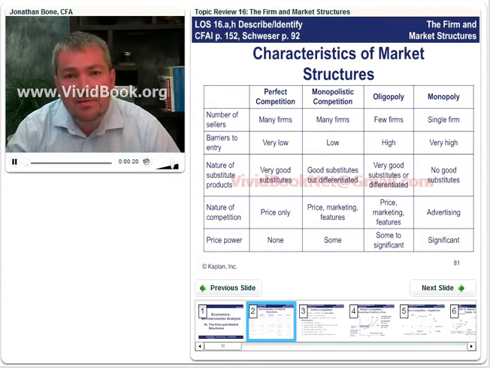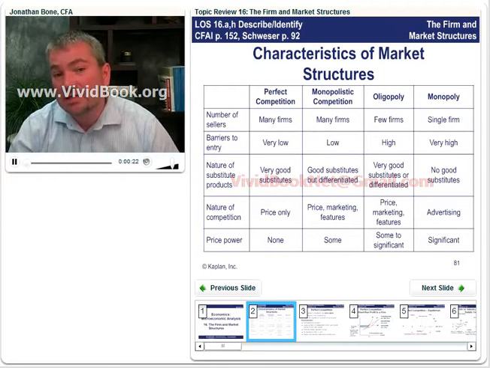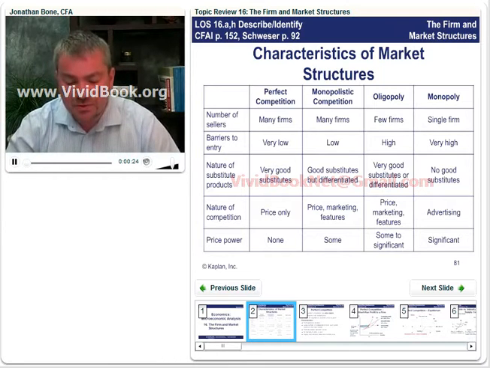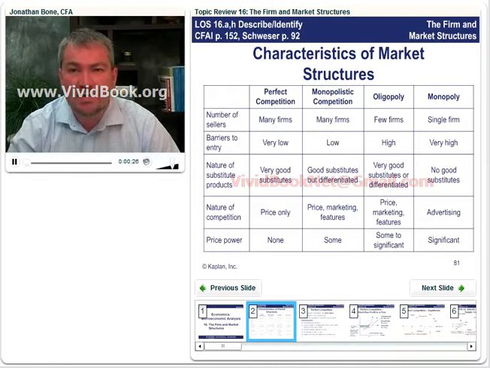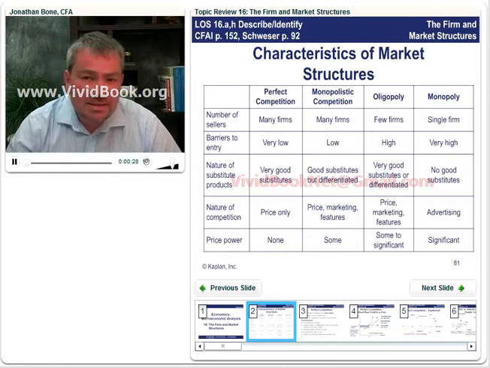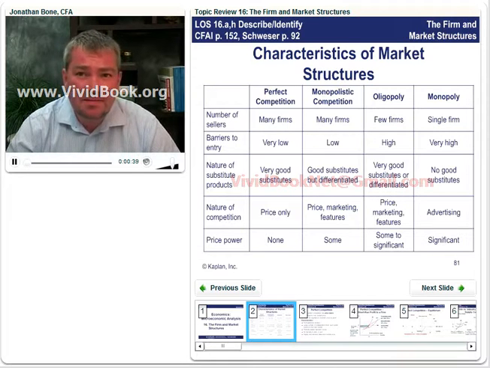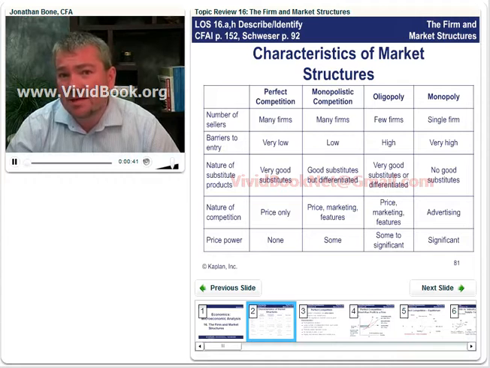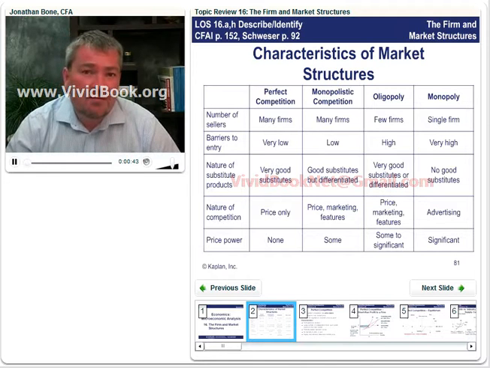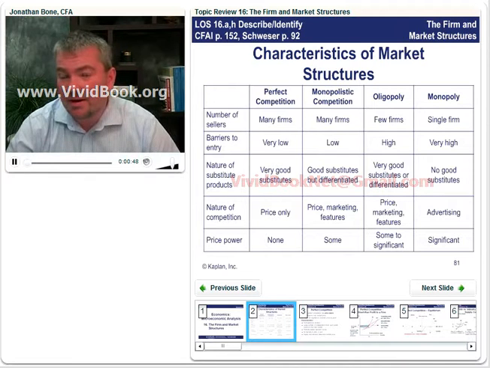So you can really review this slide and think of it as a summary slide, a really good little revision tool to make sure you can describe all these features and you know why. So let's just quickly run through these, but we're going to see them in more detail later. So first of all, we look at the number of sellers, the number of firms. Notice in perfect competition we have many firms, through to monopoly where we have a single firm. We then have barriers to entry, very low for perfect competition, through to very high for monopoly.